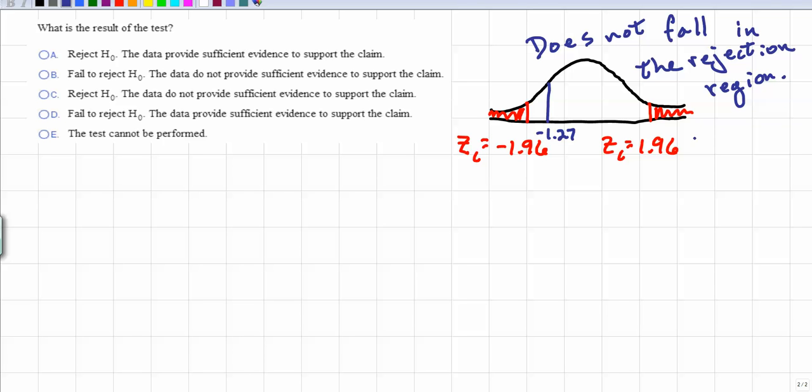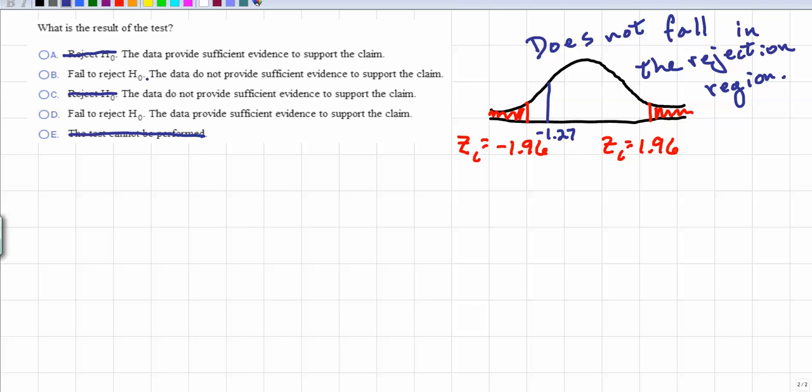Now that we know this, we go ahead and decide what we're going to do with the results of the test. We're given 5 choices here. The first one is reject the null hypothesis. Well, obviously we're not going to do that since the test statistic does not fall in the rejection region. So anything that says reject the null, we can just ignore. So we'll ignore that, and we'll ignore that one. And obviously we'll get rid of the test cannot be performed. So we're left with 2 choices.